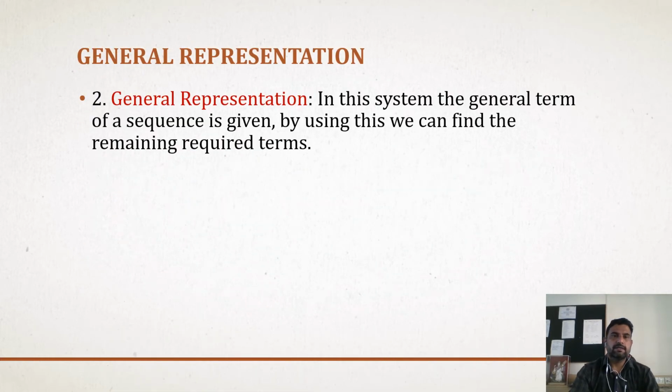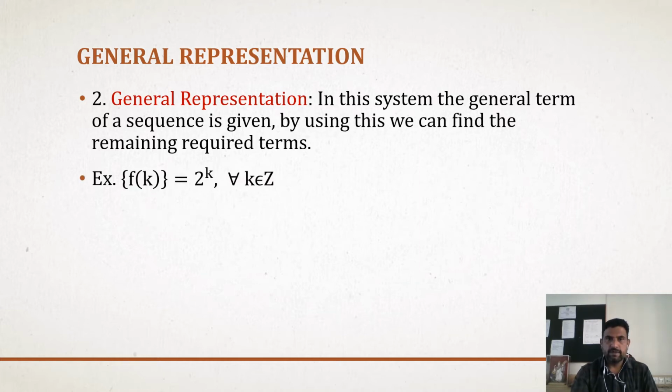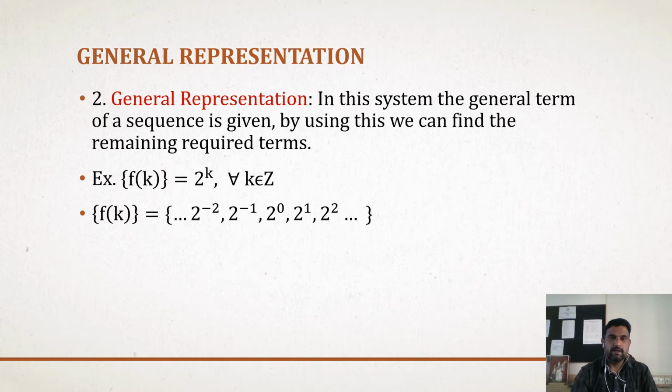And second is general representation. In this system, the general term of the sequence is given, and using this we can find the remaining required terms. Example, f(k) is 2 raised to k, for all k belongs to Z. K is an integer. So for f(k), put k equal to 0, 1, 2, 3, minus 1, minus 2, minus 3 up to minus infinity, and on the right side plus infinity. So this is the second representation, general representation.